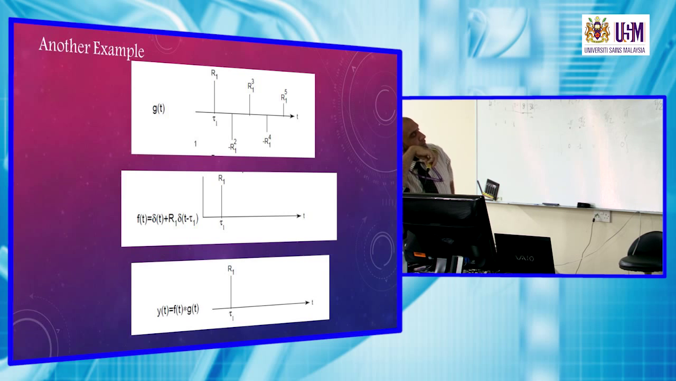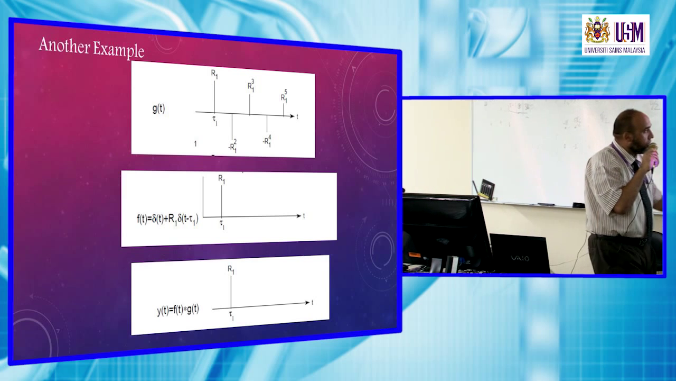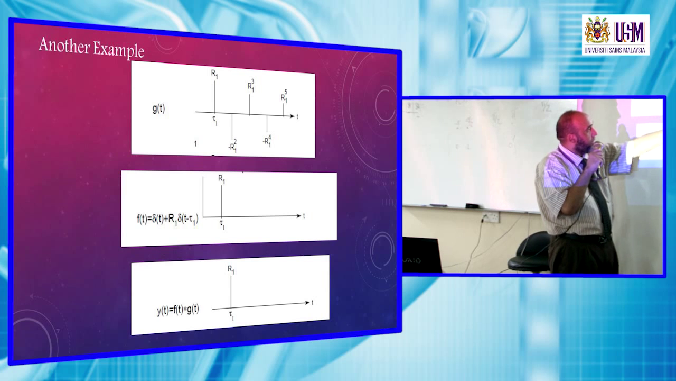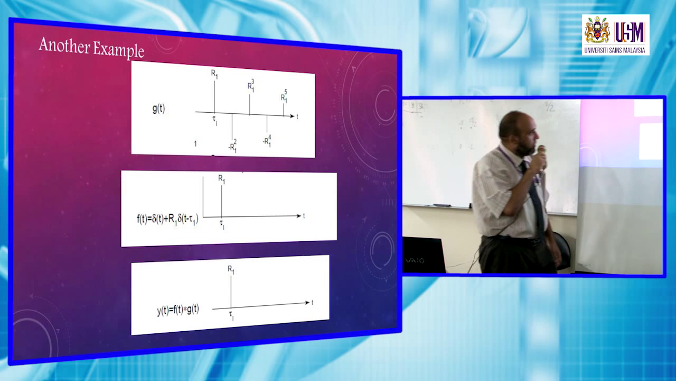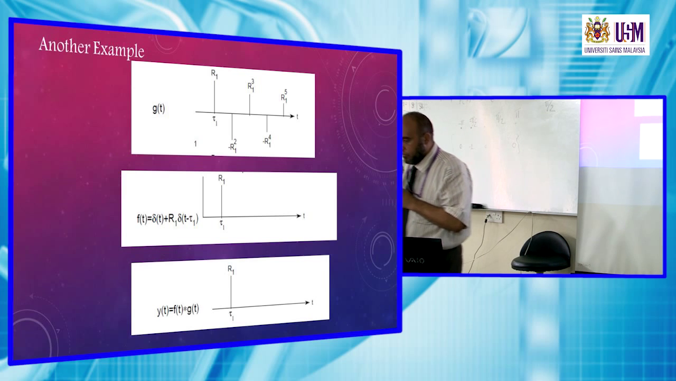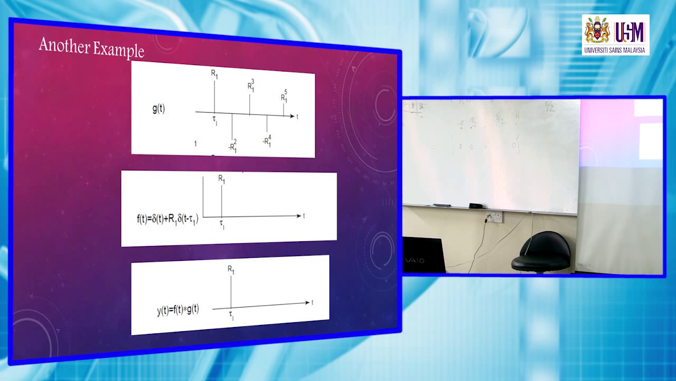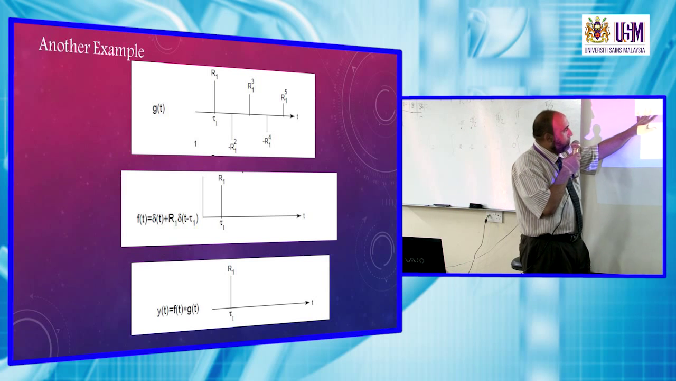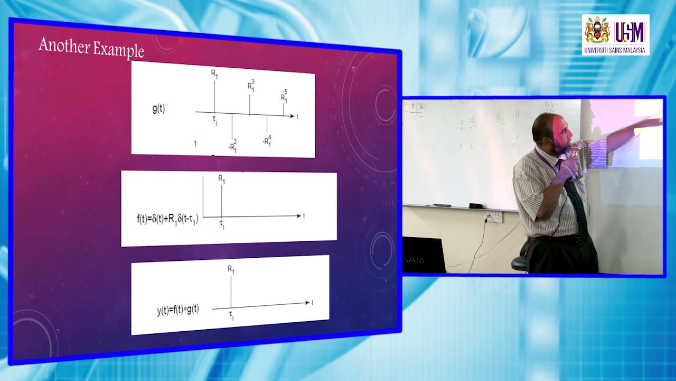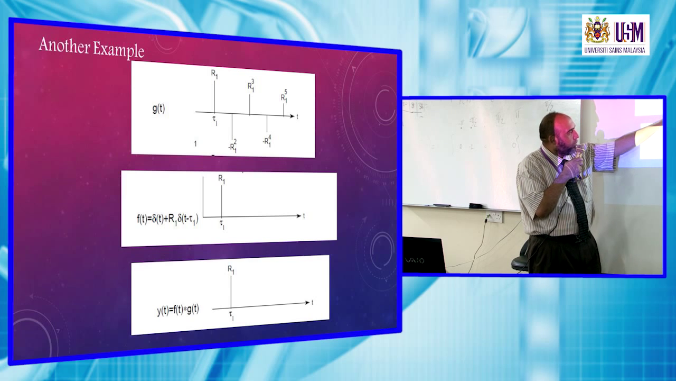The second diagram represents the filter itself, defined by delta T plus R1 delta T minus tau. So if we apply this, we will have this one. Delta T and delta T minus tau 1.